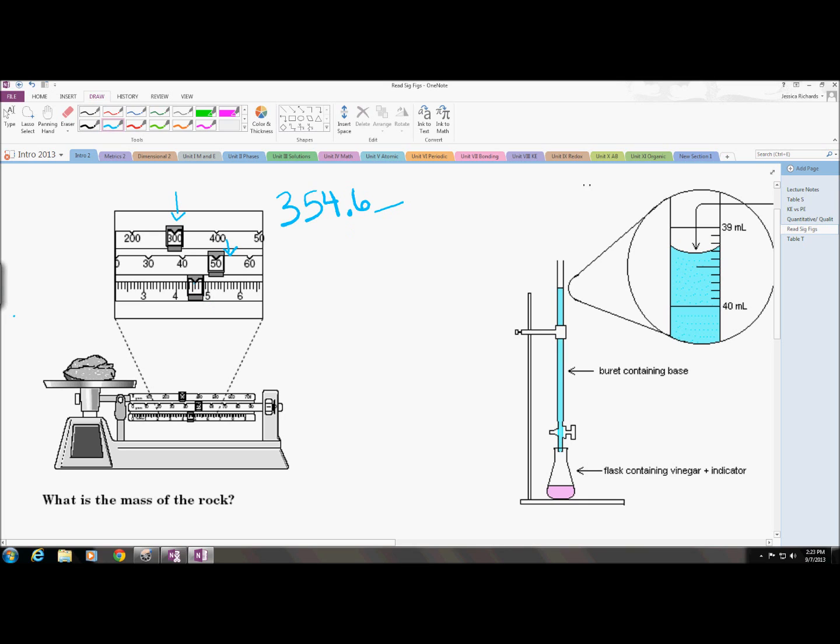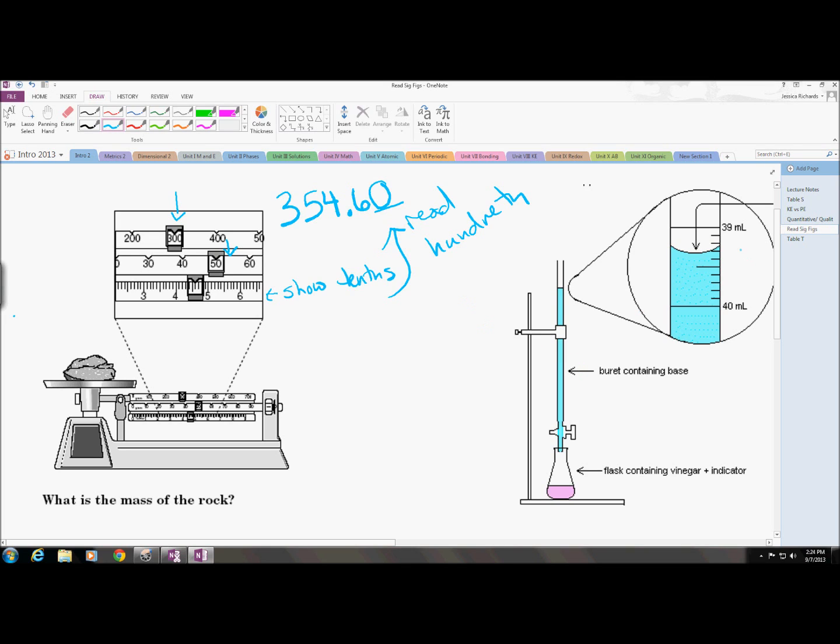Now if I'm looking at this and I think it's exactly on the 0.6, then I have to estimate that my hundredths place is 0. So a triple beam balance that shows you the tenths, you're going to read it to the hundredth.